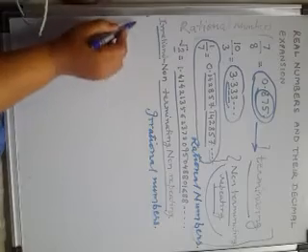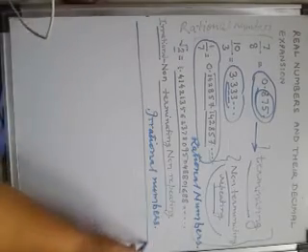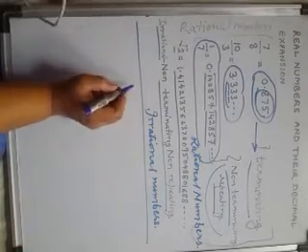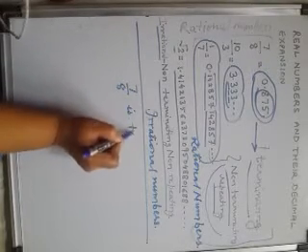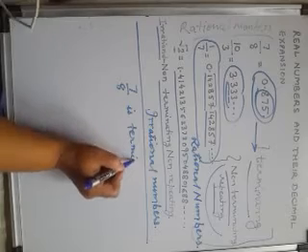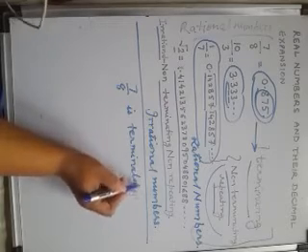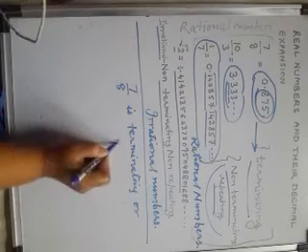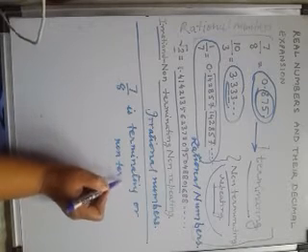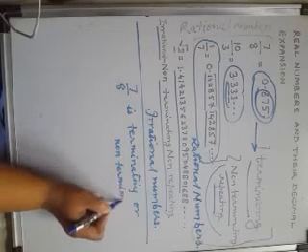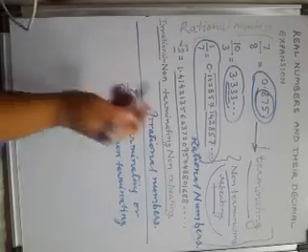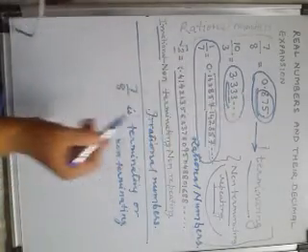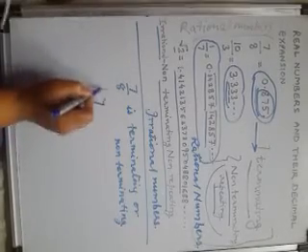Now we have to find, without actually dividing, whether 7 upon 8 is terminating or non-terminating. So, how to check without actually dividing? We don't have to divide. This we usually find by dividing like this.